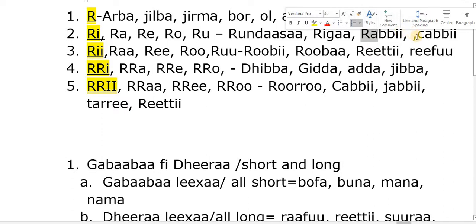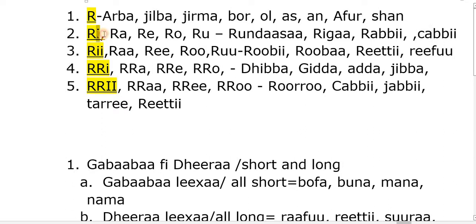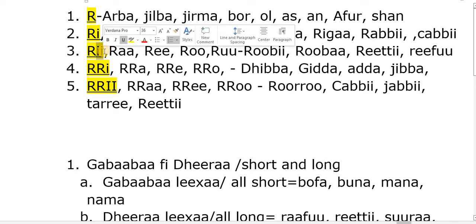Rabbi, Chabbi. These are short sounds. They are called short and soft sounds. Why short? Because we don't stay that much on them, but we stay on them more than on the semi-silent. So these are the second category. They're short and soft. The third ones are still soft. I will explain to you what soft means here. But long means we stay longer, a bit longer while we say them.